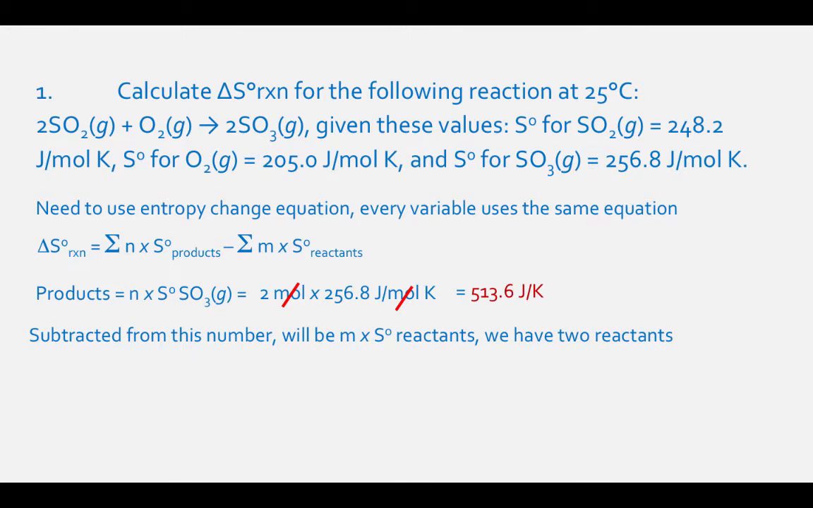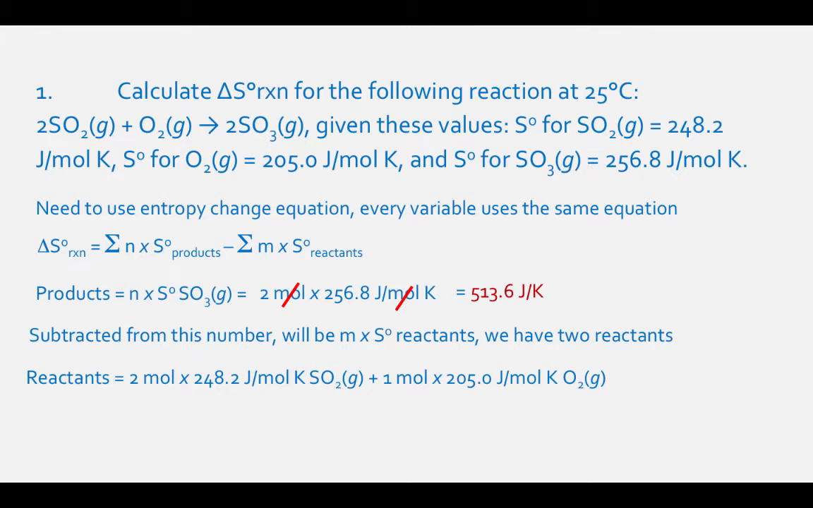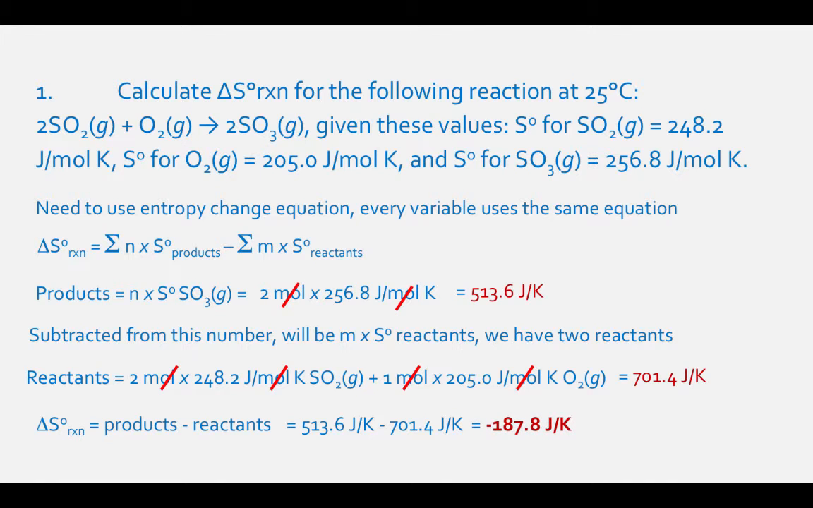Subtracted from this number are the sum of the two reactant coefficients multiplied by their respective S0 values. This will be 2 moles times 248.2 joules per mole Kelvin for SO2 gas, and 1 mole times 205.0 joules per mole Kelvin for the O2 gas. This equals 701.4 joules per Kelvin. To find the delta S0 reaction, subtract the reactants from the products. This will equal 513.6 joules per Kelvin minus 701.4 joules per Kelvin, which equals negative 187.8 joules per Kelvin.